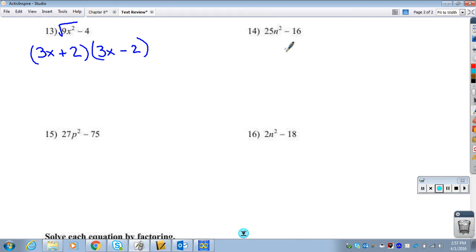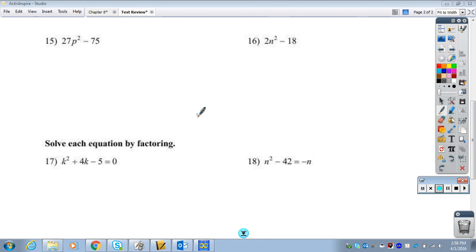Okay. 14, again, 2 terms, so I'm going to double check. 25n squared, that is a perfect square. 16 is a perfect square as well. So I'm going to take the square root of each term. Let me write out my parentheses. The square root of 25n squared is 5n. The square root of 16 is 4. Make 1 plus and 1 minus.